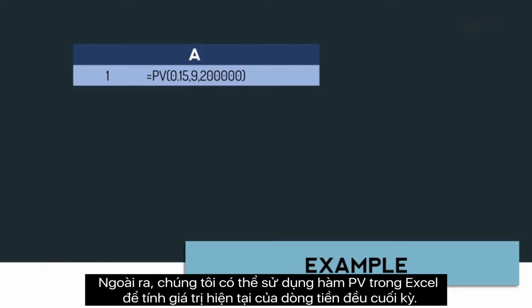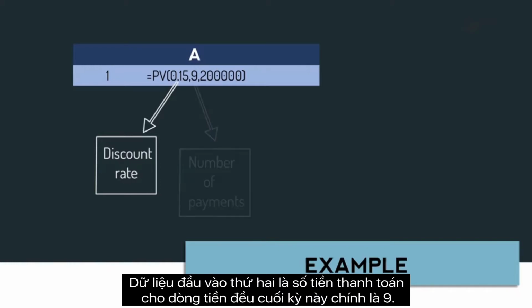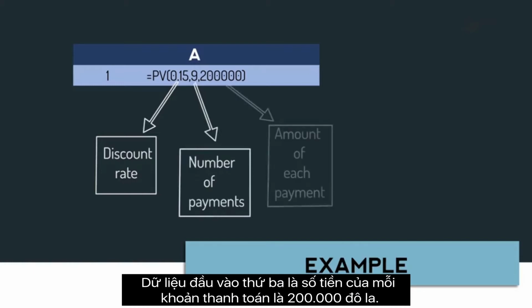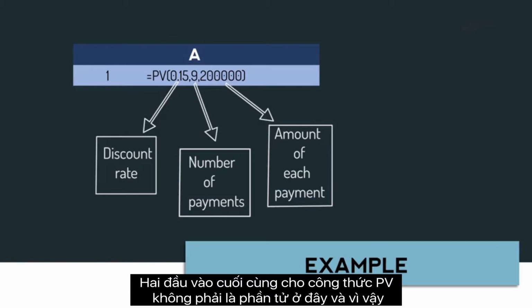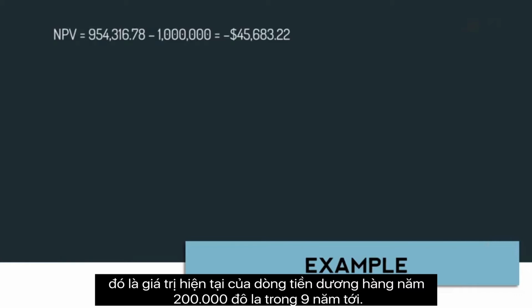We can use the formula we saw earlier to calculate the present value of this ordinary annuity. Alternatively, we can use the PV function in Excel to calculate the present value of the ordinary annuity. The first input is the discount rate, which is entered as a decimal number 0.15. The second input is the number of payments, which is 9 for this ordinary annuity. The third input is the amount of each payment, which is $200,000. The final two inputs to the PV formula are not relevant here, and so we can ignore them. The PV function returns a value of $954,316.78, which is the present value of annual inflows of $200,000 for the next 9 years.